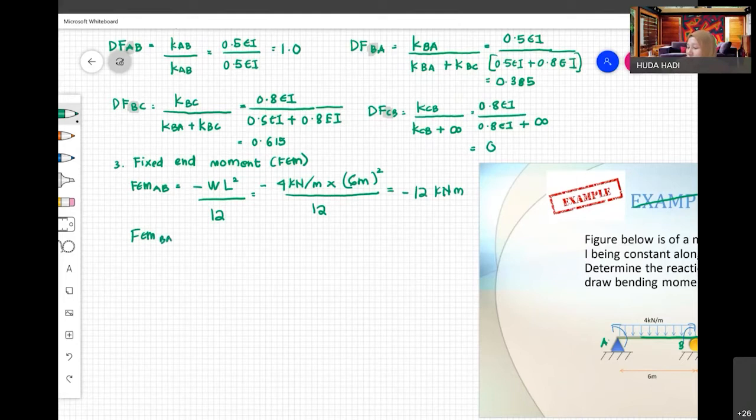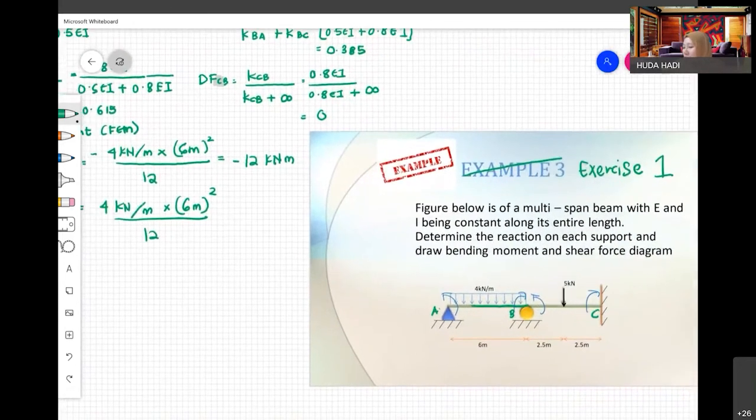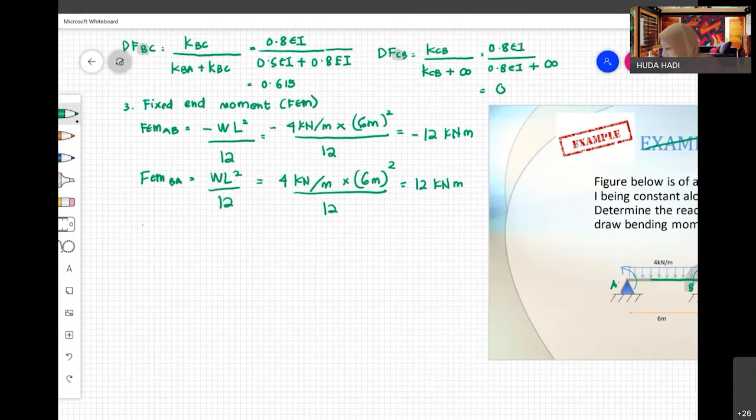So sebenarnya FEMBA ni sama je macam AB, it's just that value dia positive sebab dia clockwise. Okay, sebab dia clockwise kat sini, I pun dah buat. Kita tengok dekat support B sebab dia BA, B nak transfer to A. Tengok dekat support B, 12. And then we have FEMBC.